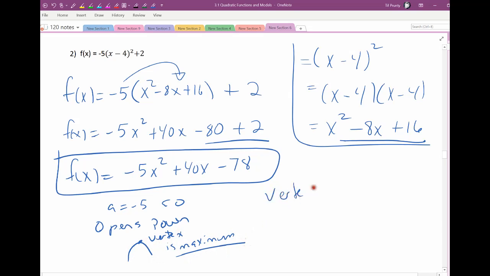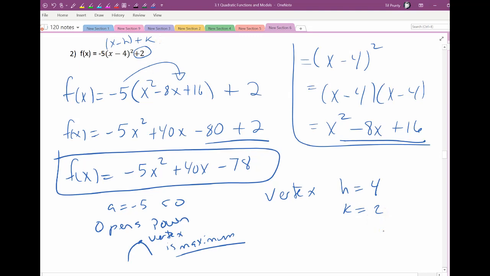Alright, so what is the vertex? Well, I can look at my equation to determine that. Remember, the x minus h gives me my x term. So h is 4, right? Because it's x minus the h value. So x minus 4 means h was 4. And then the plus k, well, it is already positive, so k comes out positive 2.